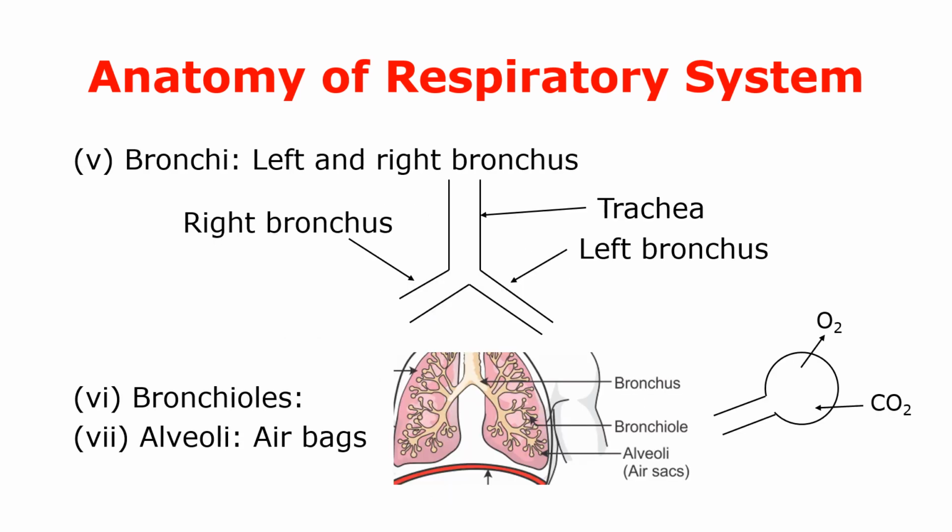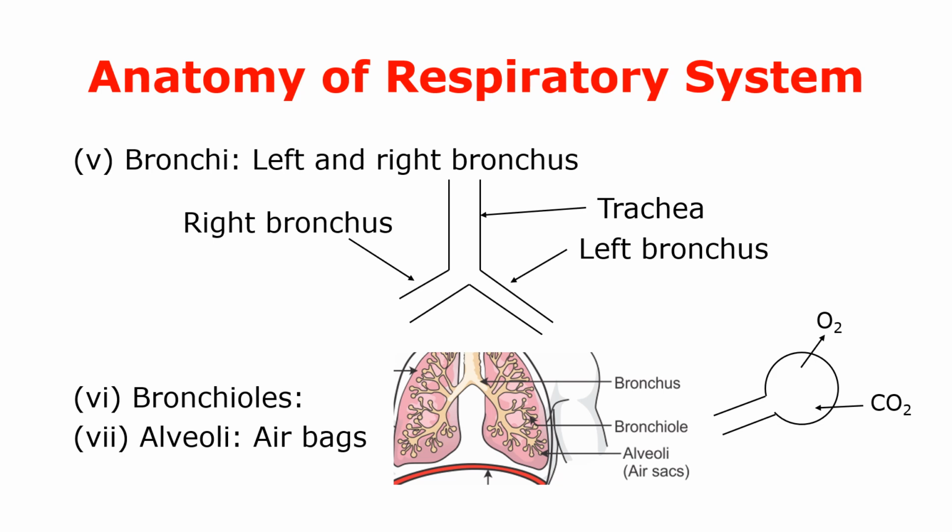Next is bronchi. The trachea is ended by dividing into two bronchi, the left and right bronchus. They pass through the corresponding lung. So the right bronchus goes to the right lung and the left bronchus goes to the left lung. The right bronchus is shorter and wider than the left bronchus. The bronchus are made up of complete ring of cartilages.